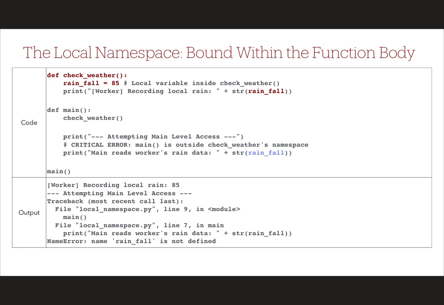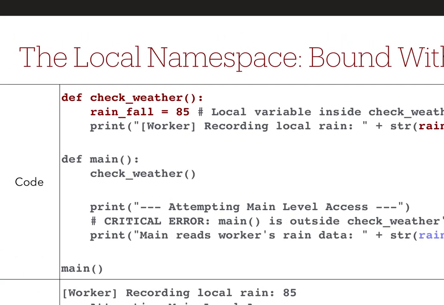So if I define, for example, a rainfall variable with the value 85 in the check weather function, and then I call the check weather function in some other function, say in the main function, that is fine because the check weather function is a global object. That is, it is defined without any indentation. So the check weather function can be accessed in any place. So I can call that check weather function inside the main.